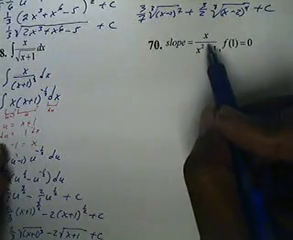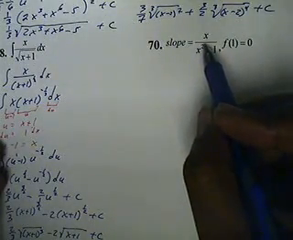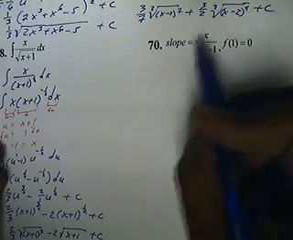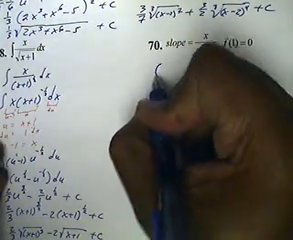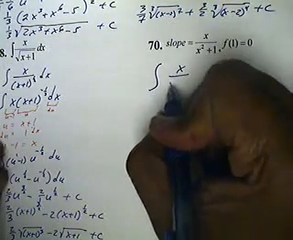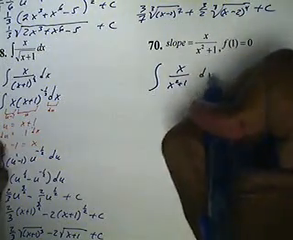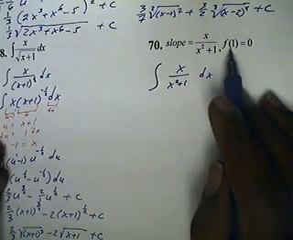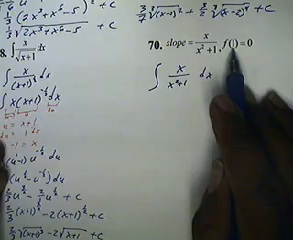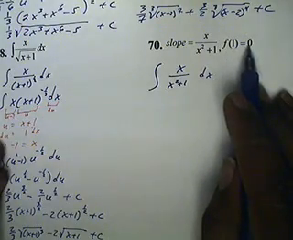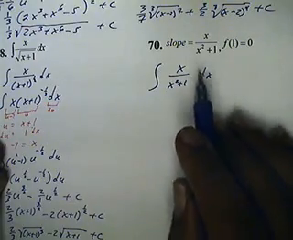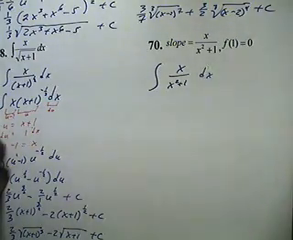Now, on number 70, we're given that this is the slope. Well, if this is the slope, we can take an antiderivative of this and get the original family. So the antiderivative of the slope, x over x squared plus 1 dx, will give me the family of functions. Then I can use this input, this x is 1, output y is 0, as a way of finding what the original parent function was.